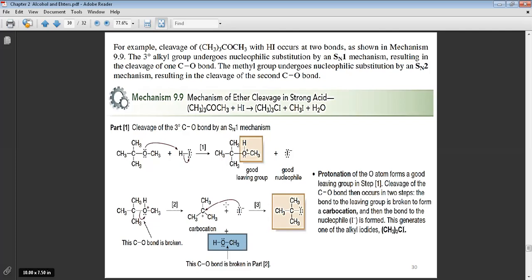Do you have a question, students, about this mechanism?